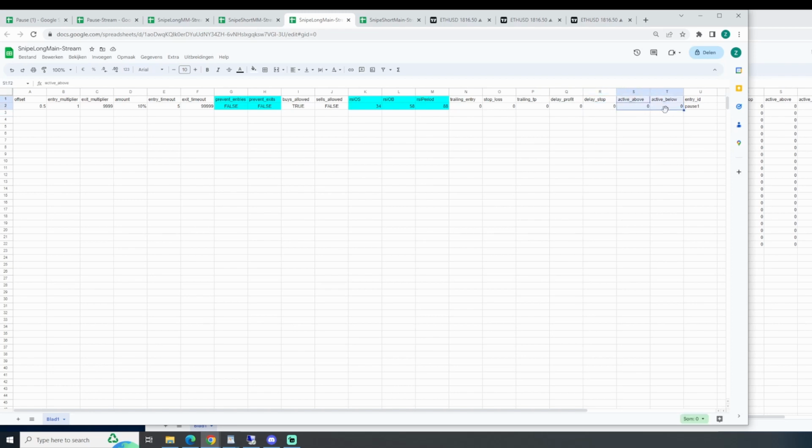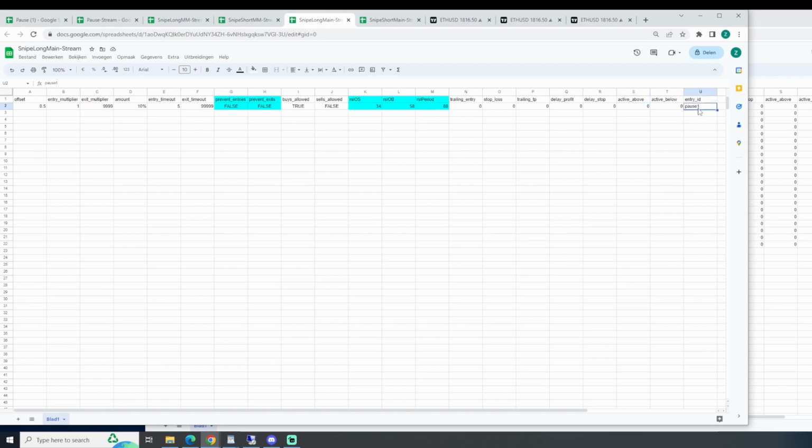Active above and active below, guys, are super valuable settings, because this will allow you to place these agents above or below a certain price. They will be waiting at that particular price before they do whatever they want to do. But for this particular strategy, we do not need this.